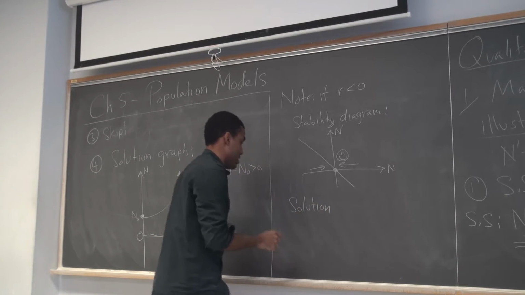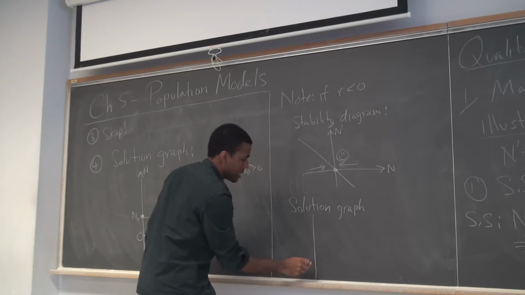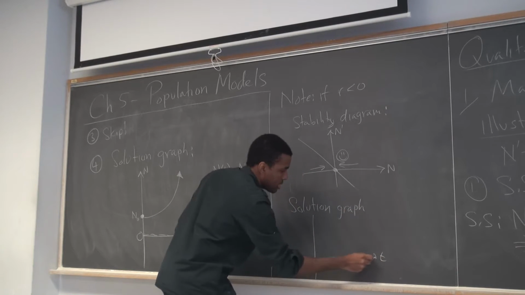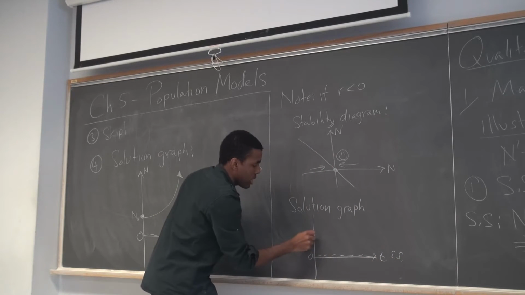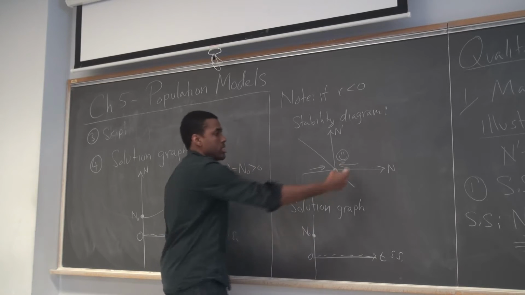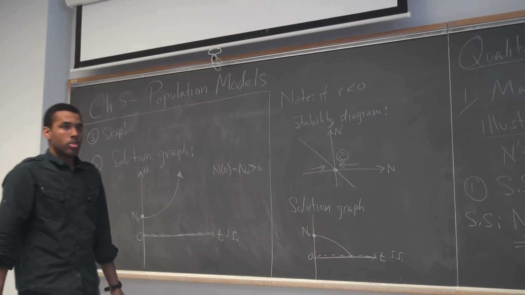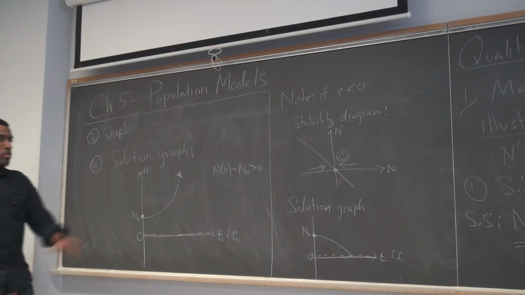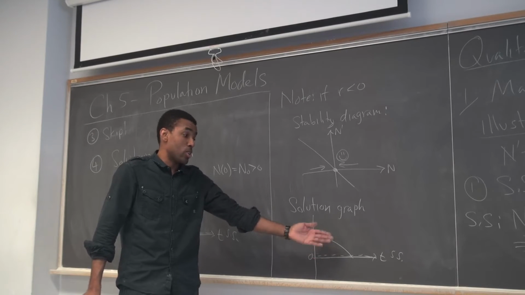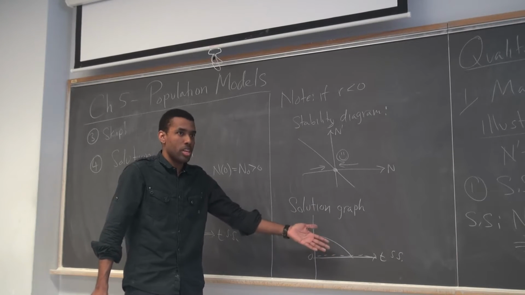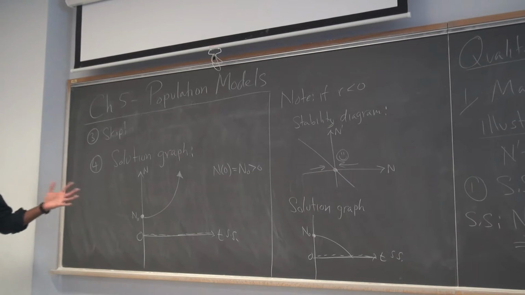So the solution graph would end up being something like this. Zero is our steady state. If I start with any positive population, this says go towards 0. Meaning I can tell from the picture that the population is going to go extinct at some point. I don't know exactly when, but it's going to happen if this model is somewhat correct. And that's what qualitative analysis gives us.